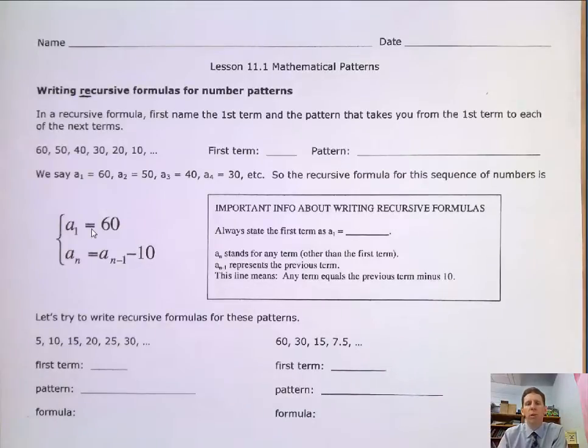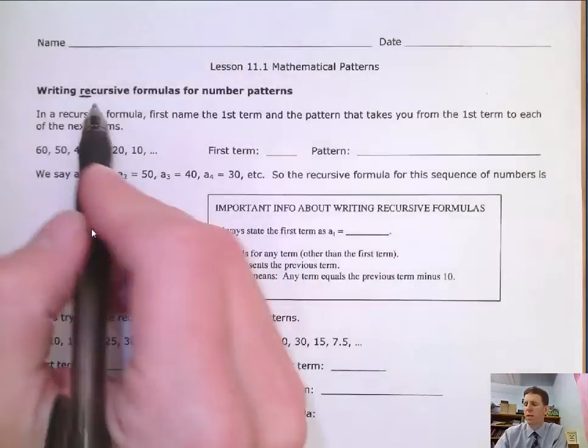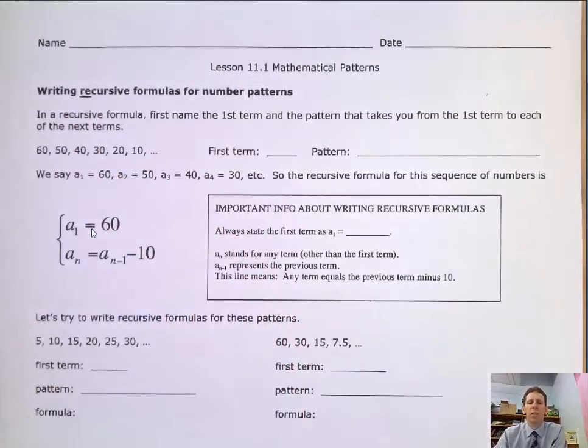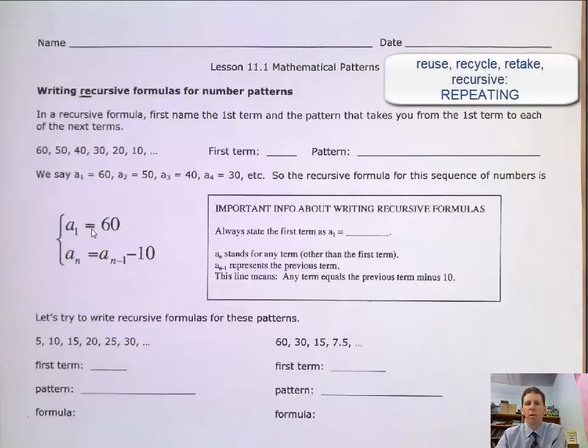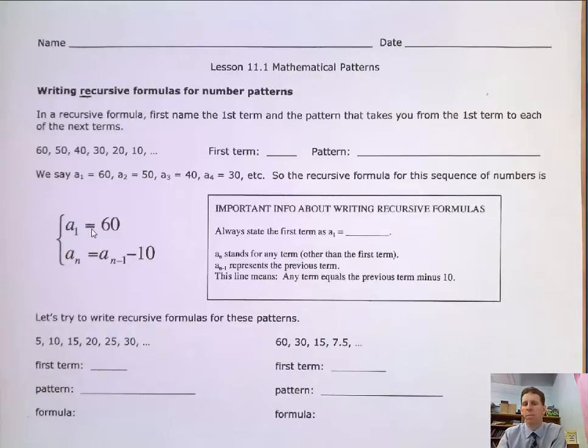If you look at the word recursive, you see this prefix re on here. If you think of words like reuse, recycle, retake, the word recursive has to do with something that's occurring over and over again, repeating some type of pattern that we're reusing here. In a recursive formula, we first name the first term and the pattern that takes you from the first term to each of the next terms.